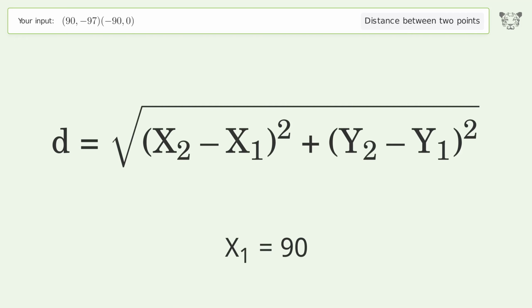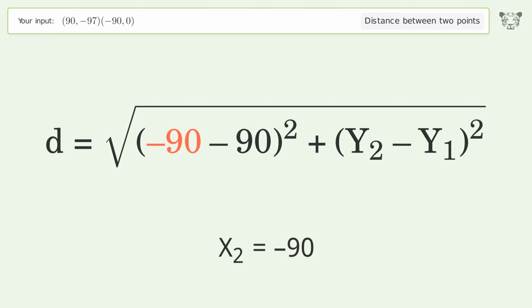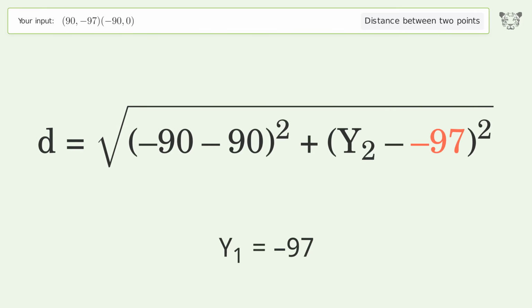x1 equals 90. x2 equals negative 90. y1 equals negative 97. y2 equals 0.